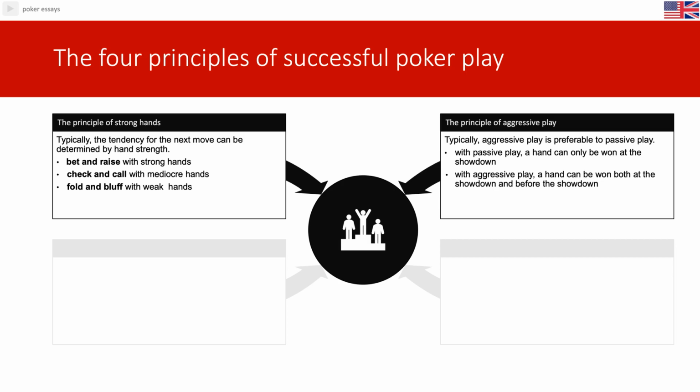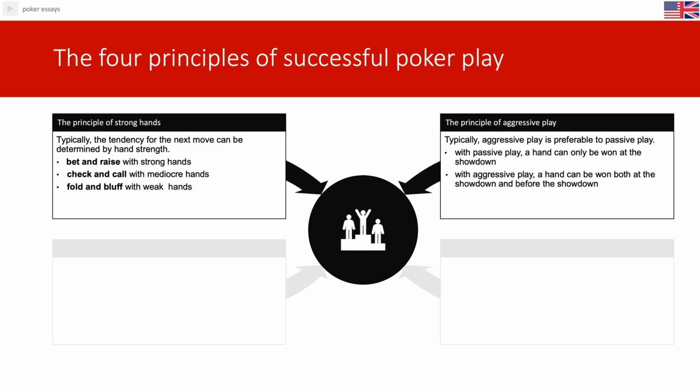The disadvantage of this approach is that with passive play, there is only one way to win a hand. You have to hold the best hand at the showdown. If your opponent's hand is even slightly better than yours, she wins. Aggressive play, however, allows you to win a hand in 2 different ways. You can win your hand if your opponent folds on a bet or raise from you, and you can win at the showdown.